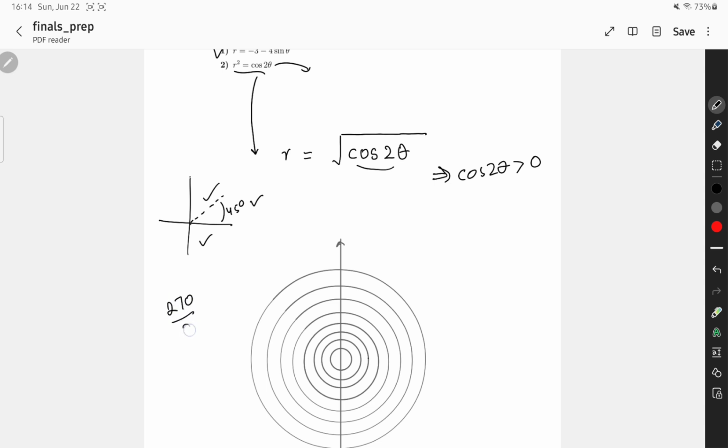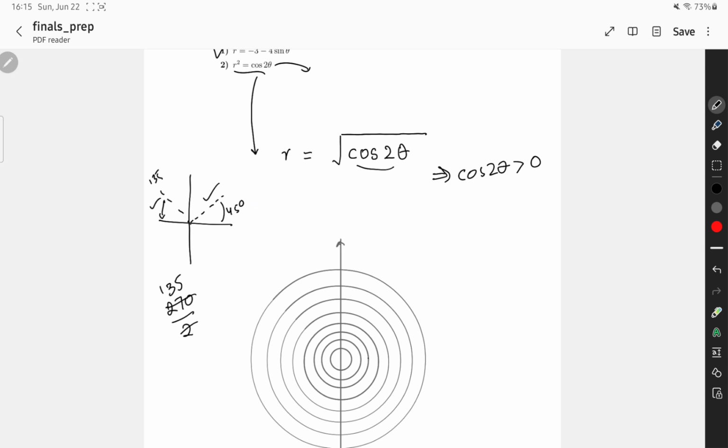270 divided by 2 is 135. So at a certain angle of 135, okay, so at an angle of 135, till 180, you'll again have a positive value, because 135 times 2 is 270, and 180 times 2 is 360. So this corresponds to the fourth quadrant.